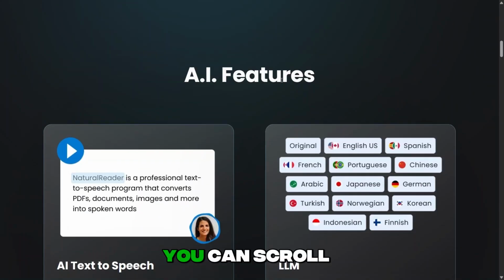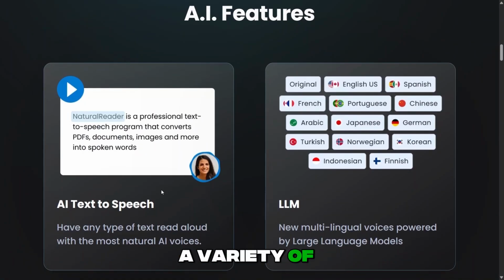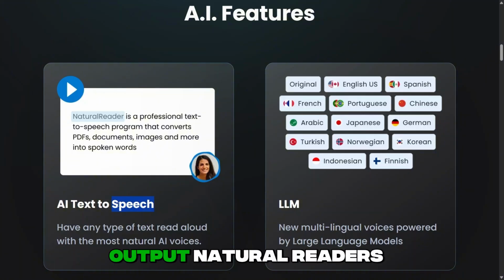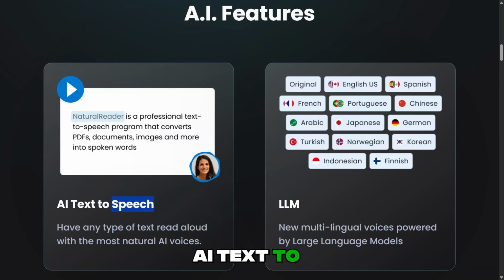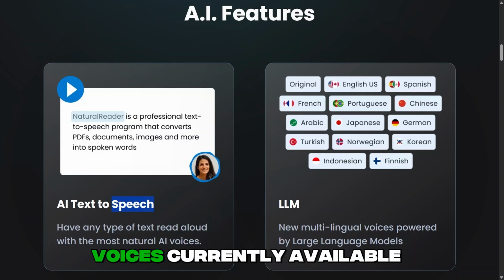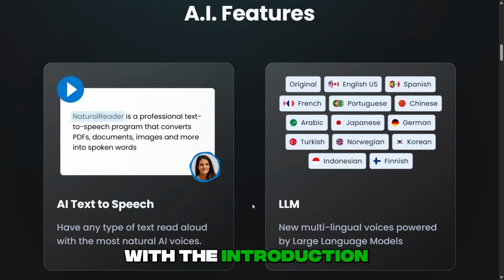On the homepage, you can scroll down to explore a variety of AI voices, each designed to provide natural, human-like speech output. NaturalReader's AI text-to-speech system allows you to have any type of text read aloud using some of the most advanced and realistic AI voices currently available. With the introduction of the multilingual voices powered by advanced large language models, the platform now delivers clearer, more human-like narration than ever before, making it suitable for professional voiceovers, educational content, and personal use.